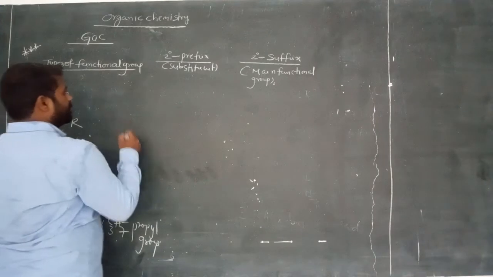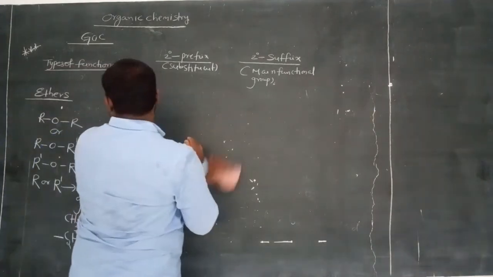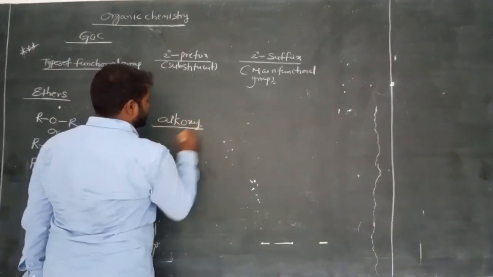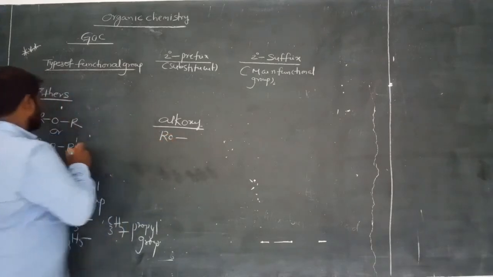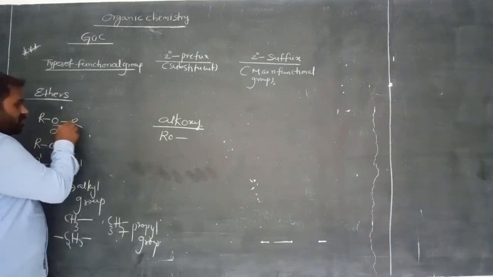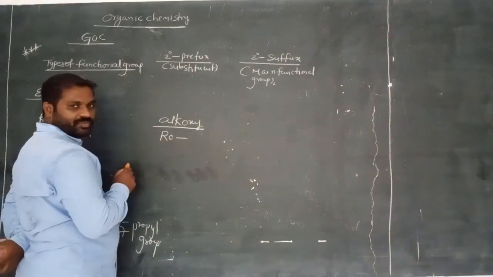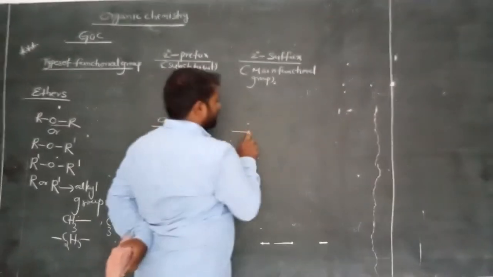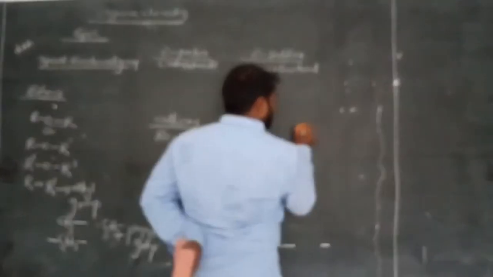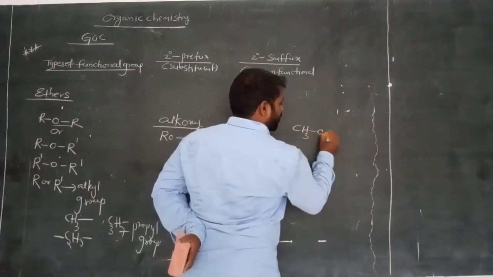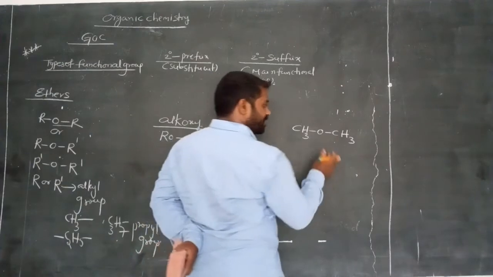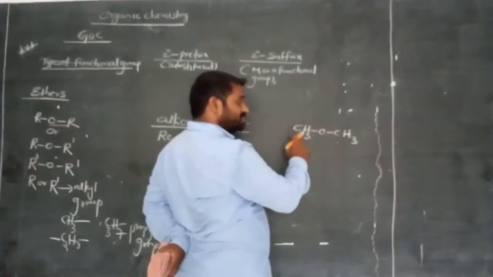So let's see the example. Here, as a secondary prefix, we call it alkoxy. That is the RO bond. If you observe here, the RO bond is called alkoxy, where R is an alkyl group. Alkoxy, and a secondary suffix is not applicable here. Take an example for understanding. For example, CH3OCH3. Is it an ether or not? ROR. First observe the number of carbons on both sides of the oxygen atom.